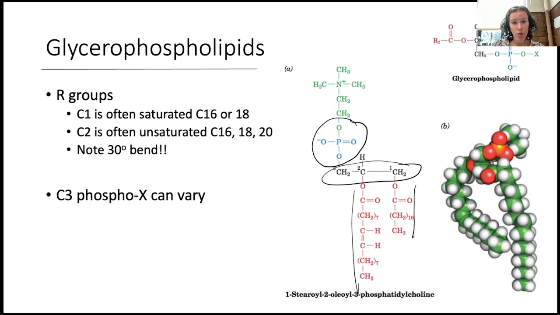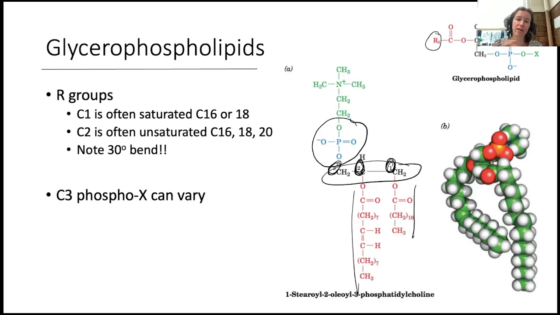What else should we know about our phospholipids? Well, I already mentioned that we have these 2 lipid tails. A lot of times they're kind of simplified as R1 and R2, but we should know there's like a long hydrocarbon chain there. Carbon number 1, so this is carbon number 1, oftentimes is a fully saturated lipid tail. Carbon number 2 is oftentimes unsaturated. And then carbon 3, of course, is attached to that phosphate.